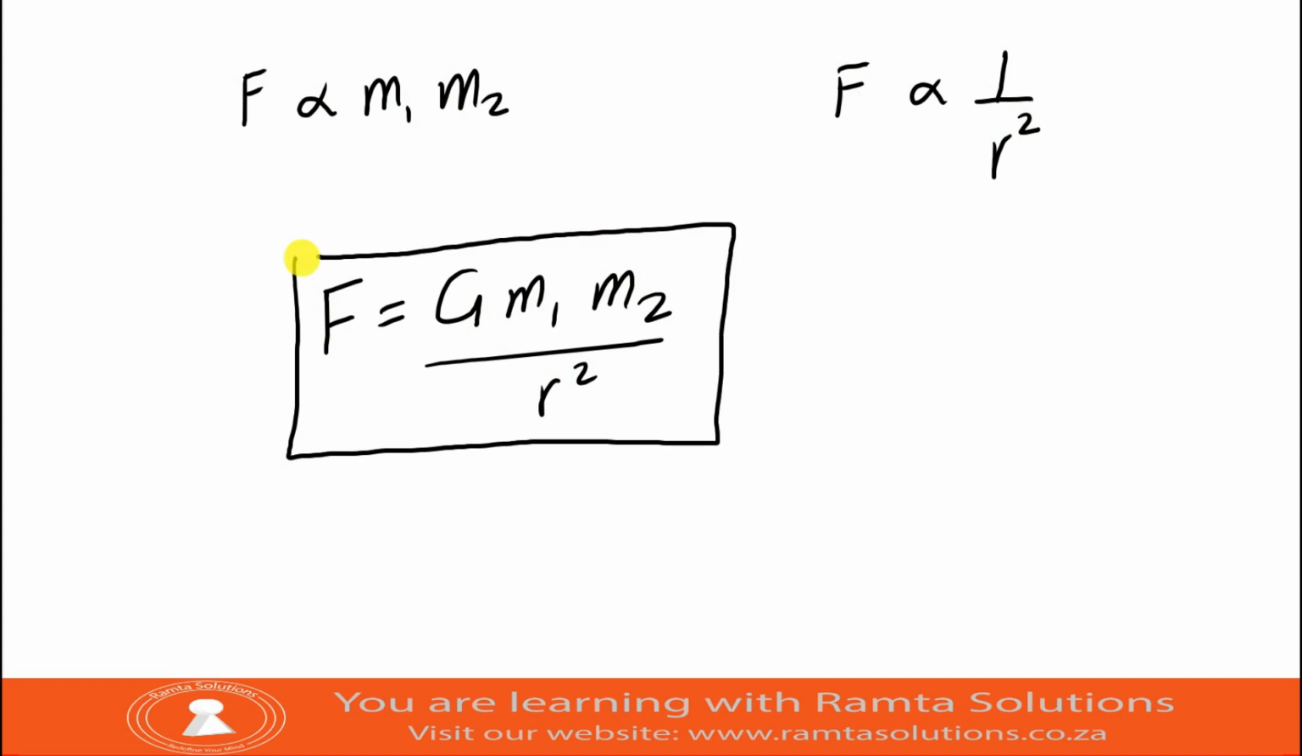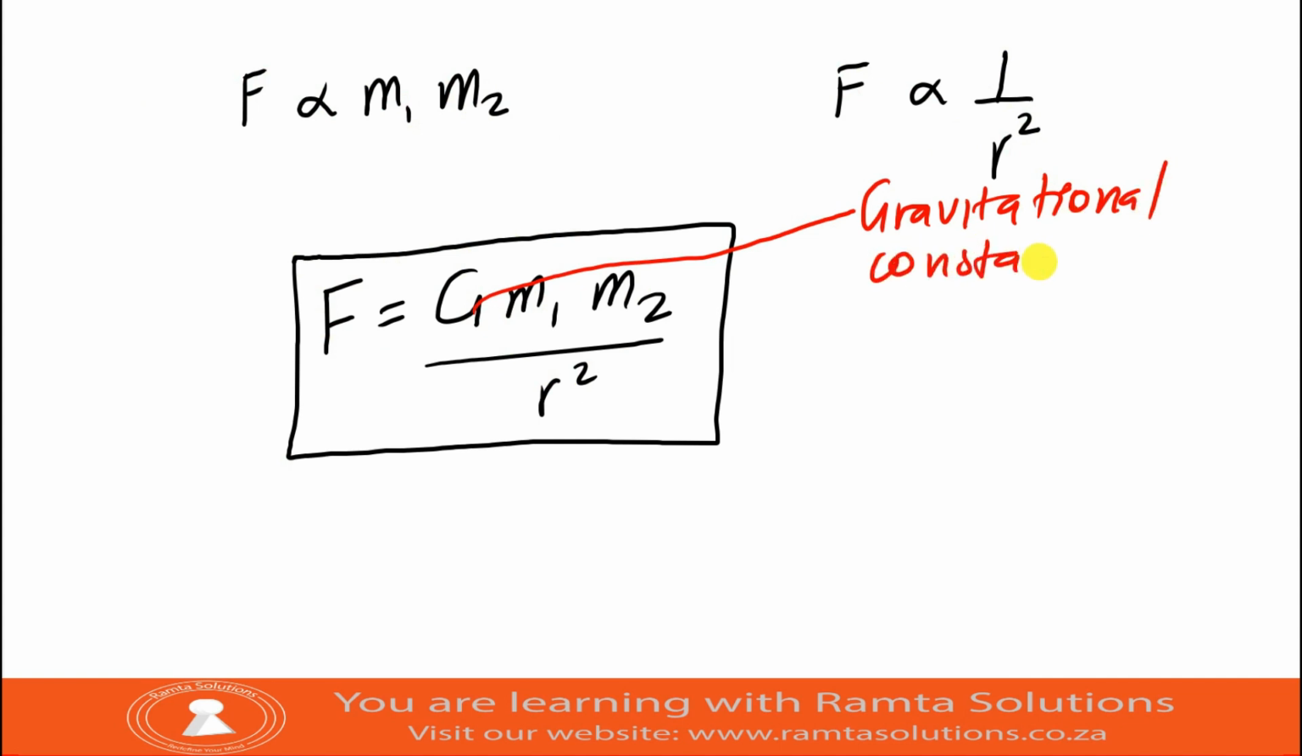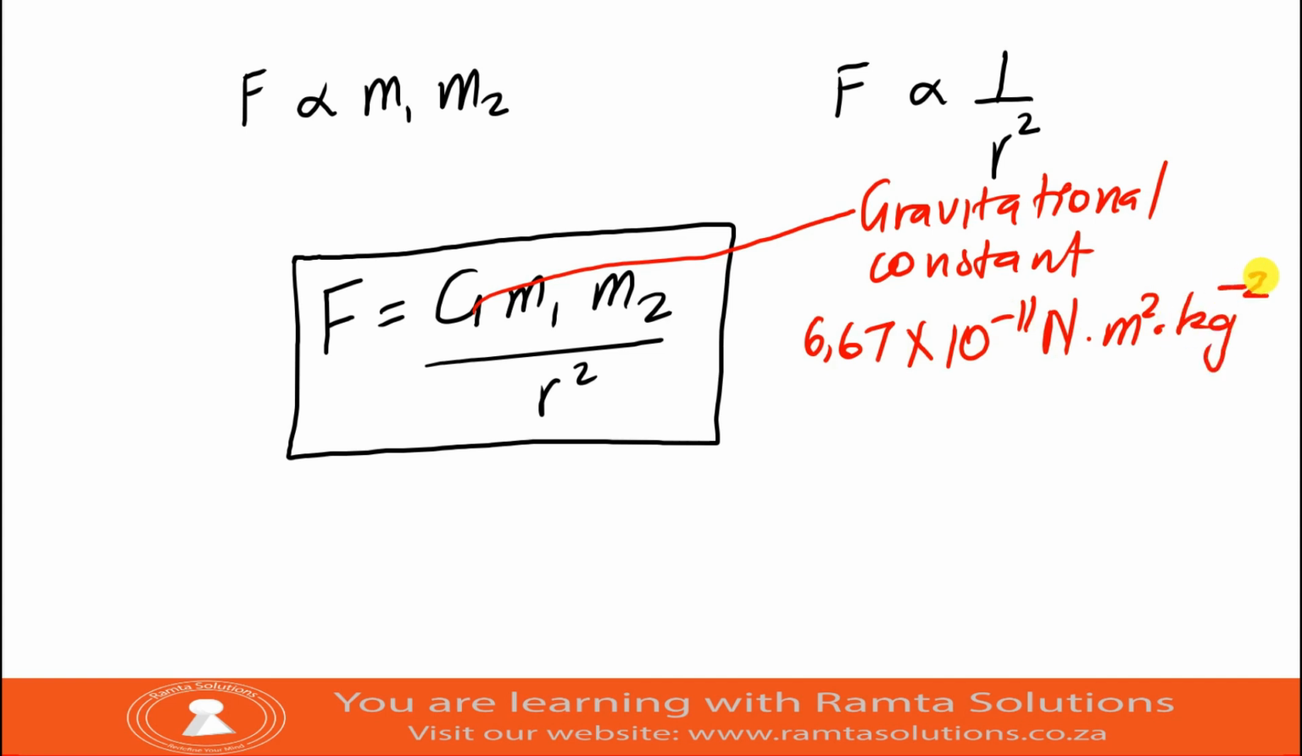This is the formula that Sir Isaac Newton came with to help us understand the attraction between two particles in the universe. Okay, so this here, we call it the universal gravitational constant. It has a value 6.67 times 10 to the negative 11 Newton meter squared per kilogram squared. Okay, so this is what Sir Isaac Newton came with, and this is the formula that you're going to use to understand the attraction between two objects or two particles.